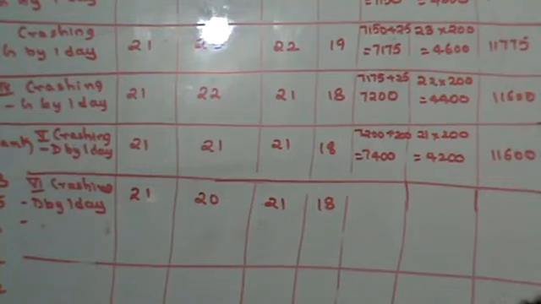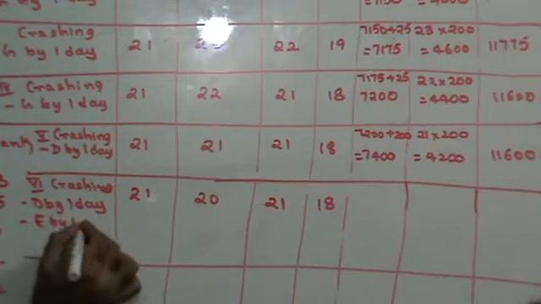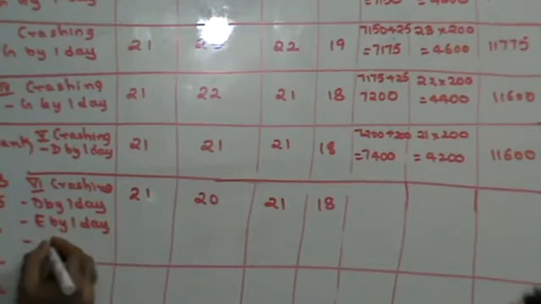G is done. So G is done. E and C. So E by 1 day and C by 1 day.